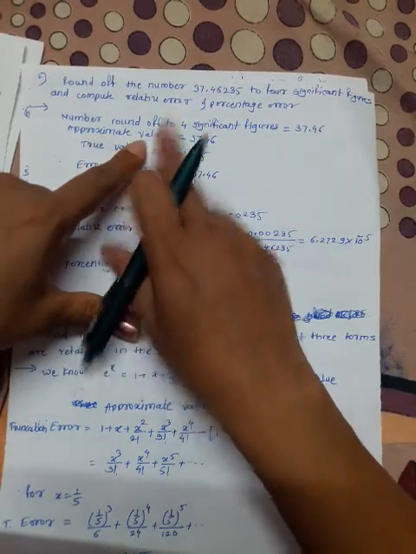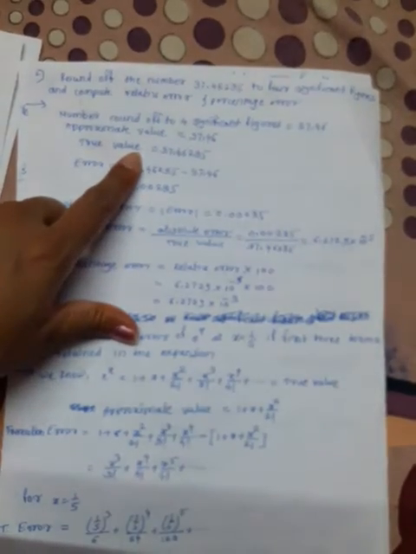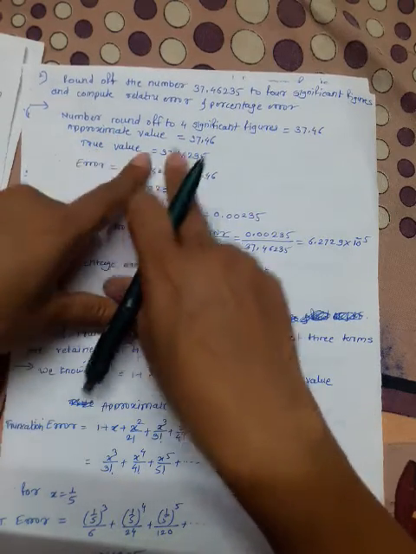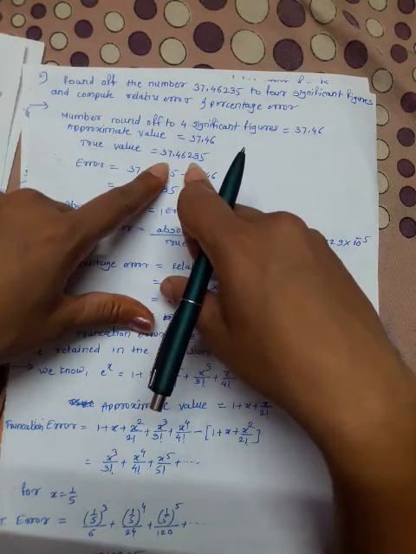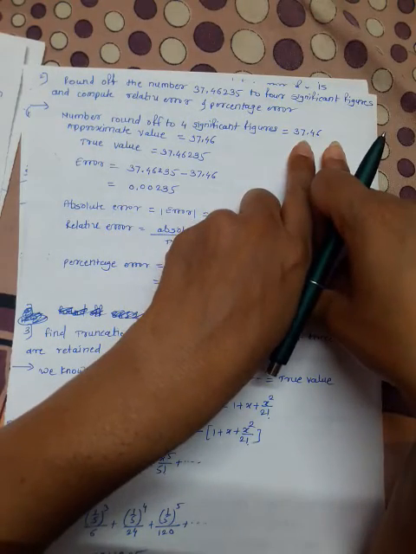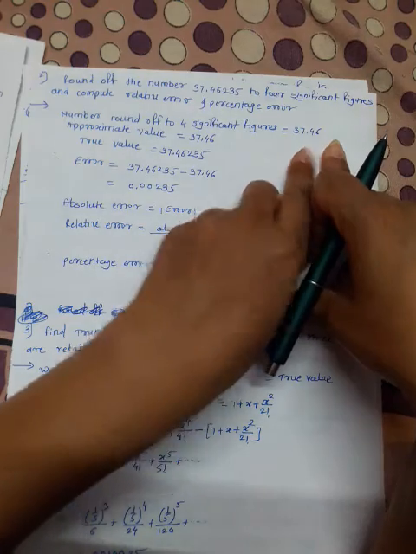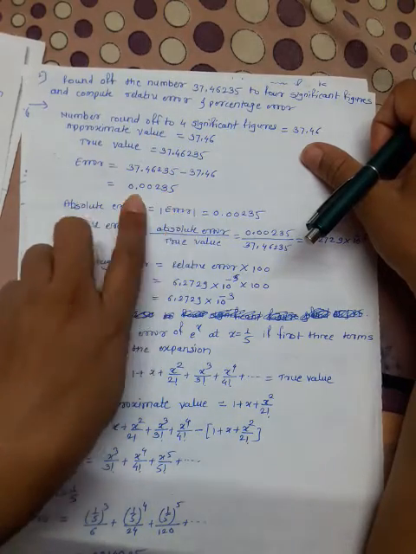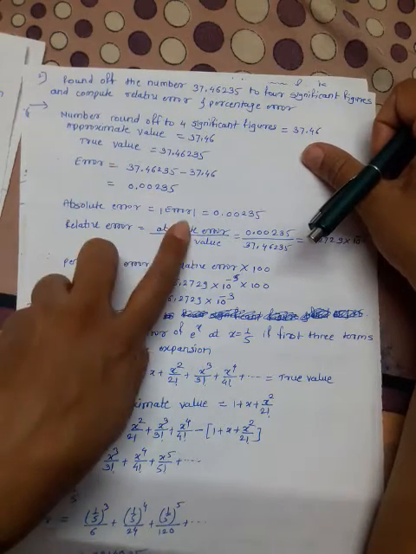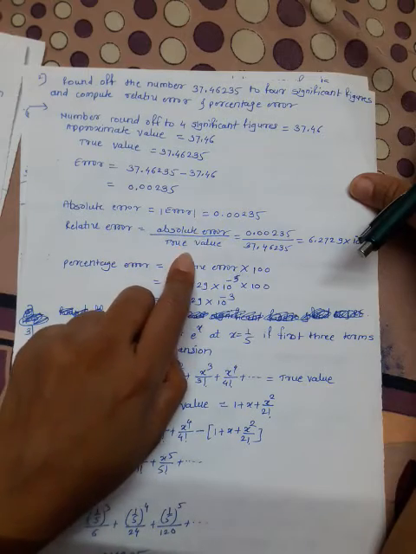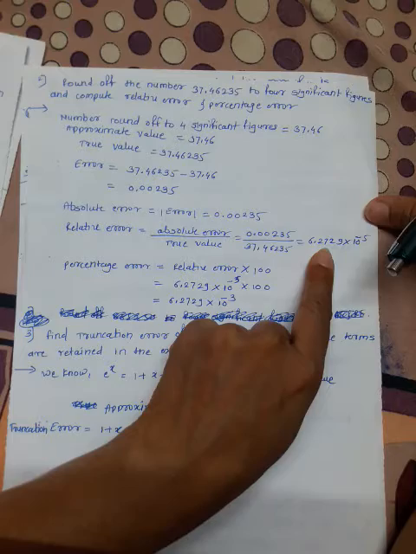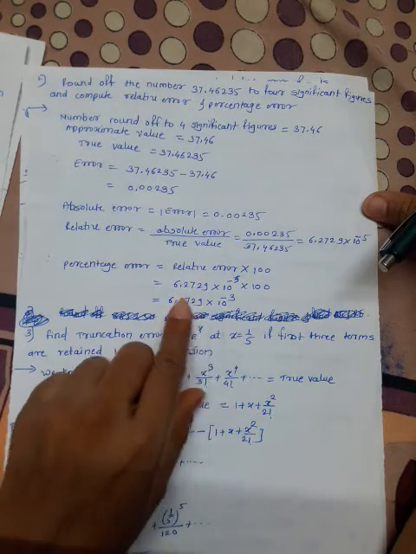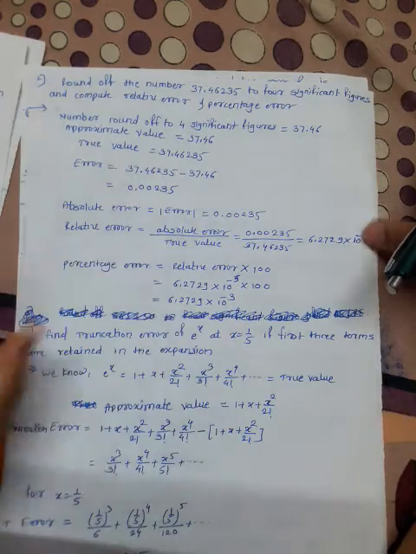Now the approximate value which is given is 37.46, and the approximate value means the rounded off value. Now the true value we know, that is 37.46235. This is called rounding off up to 4 significant figures. Now as usual, calculate the error. Error is nothing but true value minus approximate value, which is the rounded off value. The answer is 0.00235. Absolute error is the modulus of this value, which is the same. Relative error is absolute error divided by this true value. Calculate on the calculator. Now percentage error is relative error multiplied by 100, that is this into 100, that is 10 raised to minus 3. These are simple questions.